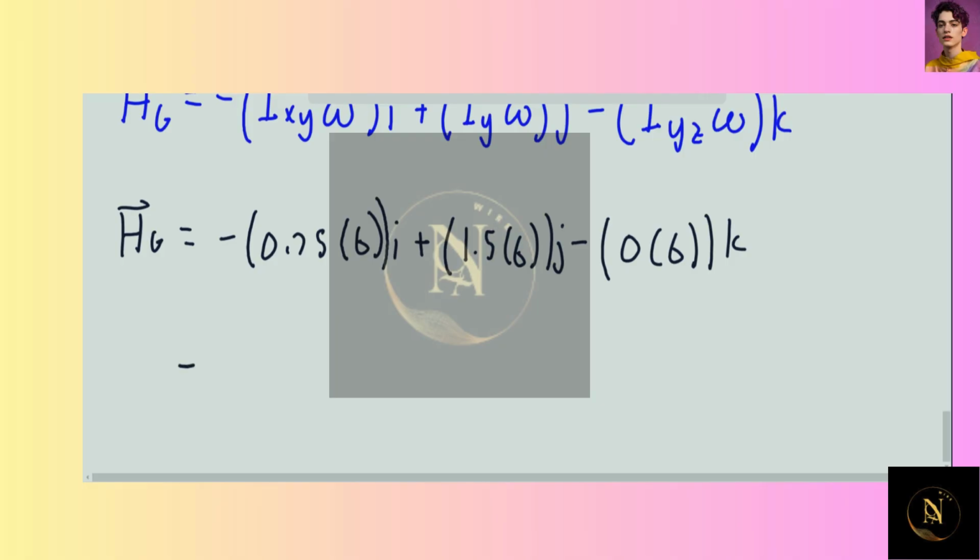And so we'll get our final vector components of negative 4.5i plus 9j kilogram meters squared per second.